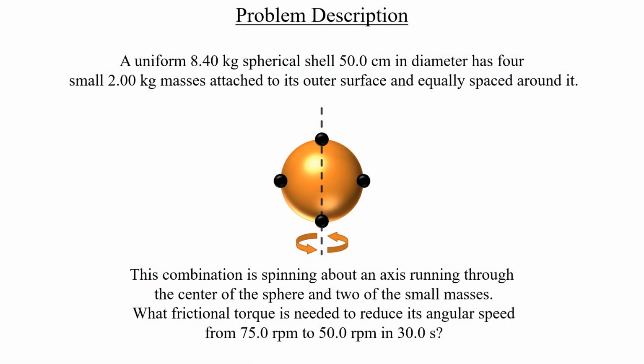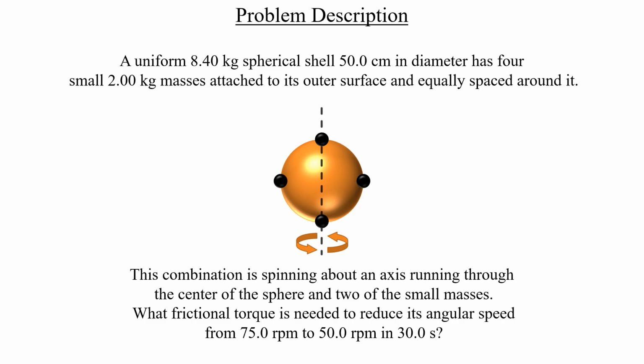We have this rotating spherical shell with 4 equally spaced masses attached to it. 2 of the masses lie along the rotational axis, and the other 2 are located along the side. We need to determine the frictional torque required to change this rotational speed of 75 revolutions per minute down to 50 in a period of 30 seconds.